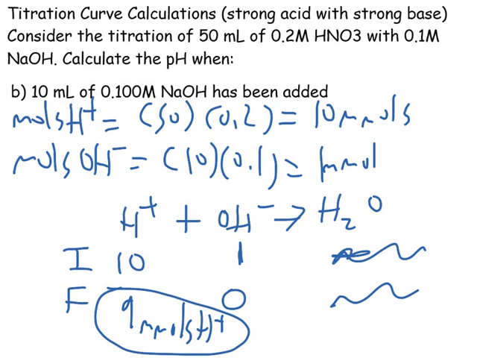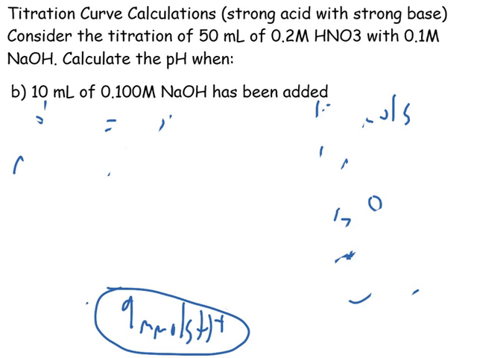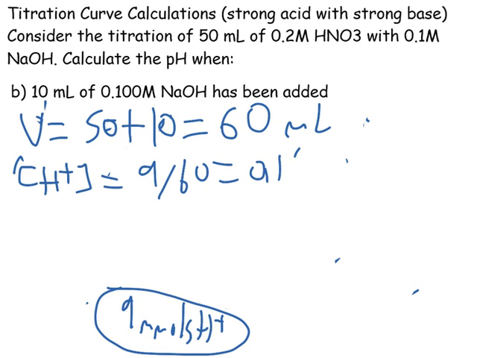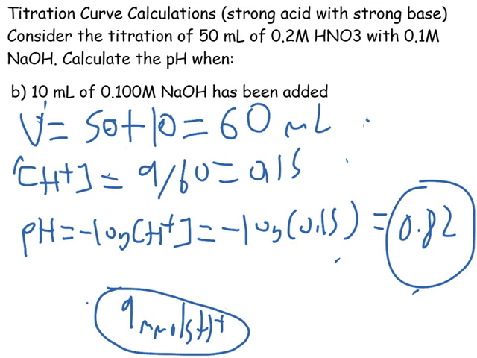Okay? But this is only part of the problem, really. We have to now find the H plus concentration using the volume, and after that we have to plug it into the equation to find the pH. So the new volume is going to be 50 plus 10 because we just added 10 milliliters. That's going to be 60 milliliters of stuff, right? And now to find the concentration, we do 9 over 60, which is equal to 0.15. And then pH is equal to the negative log of the H plus concentration. Negative log of 0.15 is going to equal 0.82 if you plug it into your calculator. So yeah, can be a little tricky.